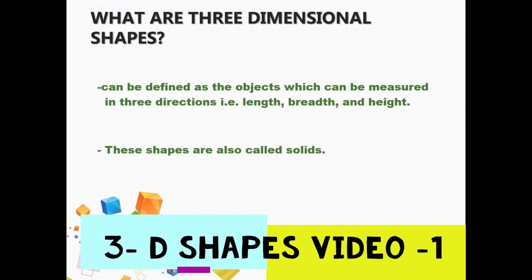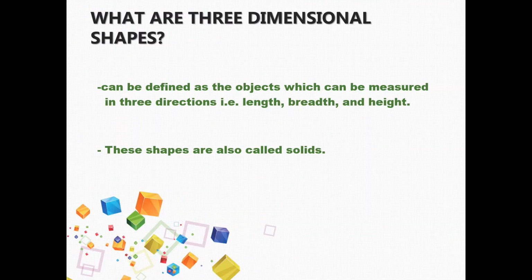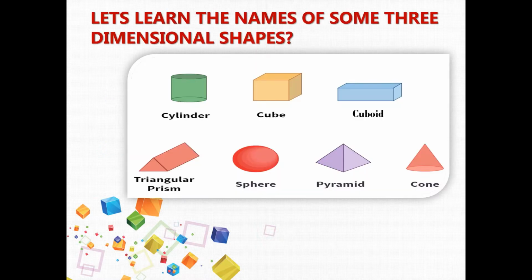What are three-dimensional shapes? Three-dimensional shapes can be defined as objects which can be measured in three directions: length, width and height. And these shapes are also called solids. Let's learn the names of some three-dimensional shapes.